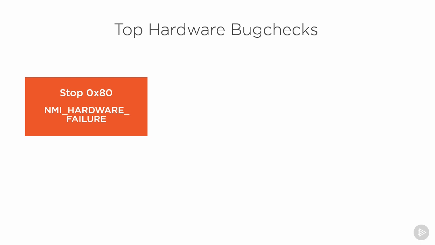The Stop 80 is one of the prominent bug checks you'll see for hardware failures. In fact, the title of this one is an NMI hardware failure. Now, this bug check can be reflected in several fashions, whether it's a true hardware problem or one that resulted as a crash being forced. I will show you more about that on the next slide. Just be aware that Stop 80 is one of the most prominent hardware bug checks you will see.